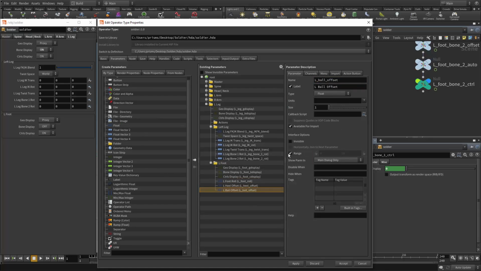Next, we need left ball offset. And that one again is 0 to 10. Left toe pivot. And this one again, 0 to 10. Now we need left heel twist. And this one is from -10 to 10. Left toe twist.